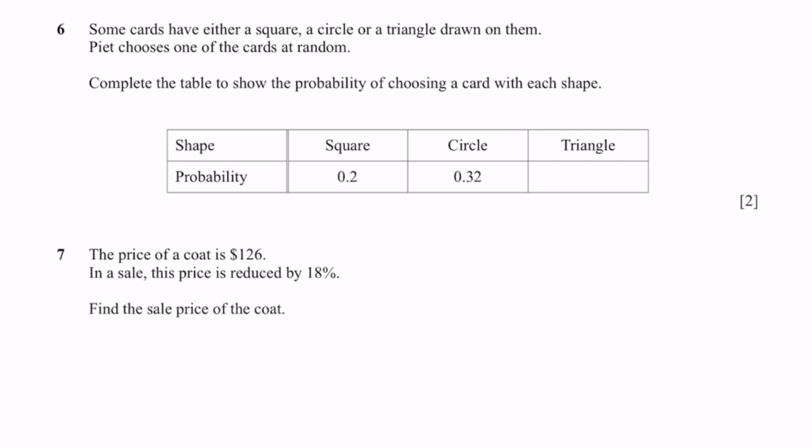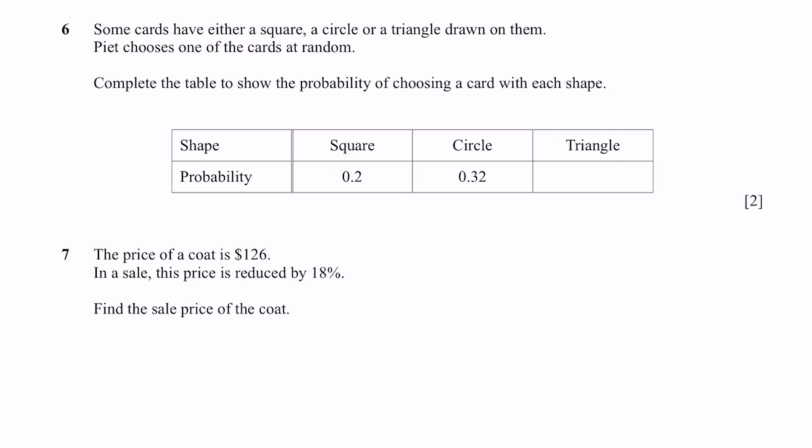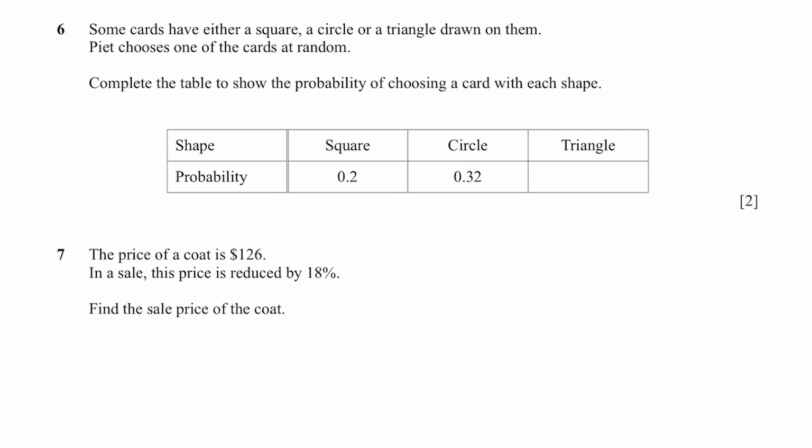Question 6. Some cards either have a square, a circle, or a triangle drawn on them. Pierre chooses one of the cards at random. Complete the table to show the probability of choosing a card with each shape. So the shape is square, circle, or triangle, and the probability for a triangle is missing. So the total probability is always 1. So we need to subtract 1 minus 0.2 minus 0.32. That becomes 0.48 for a triangle.